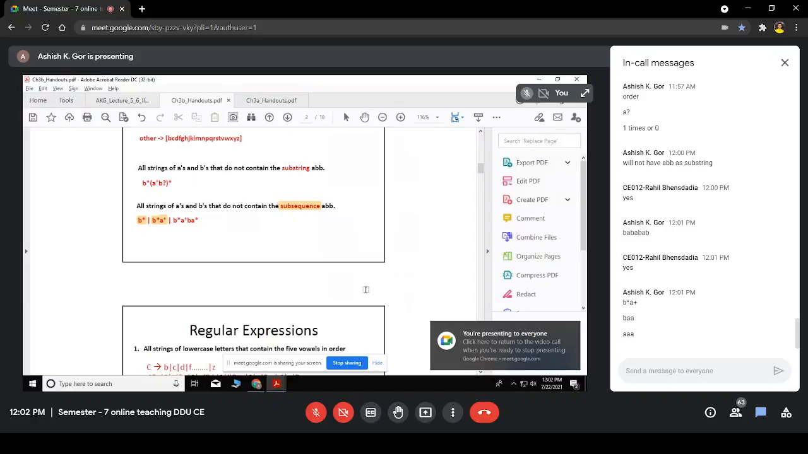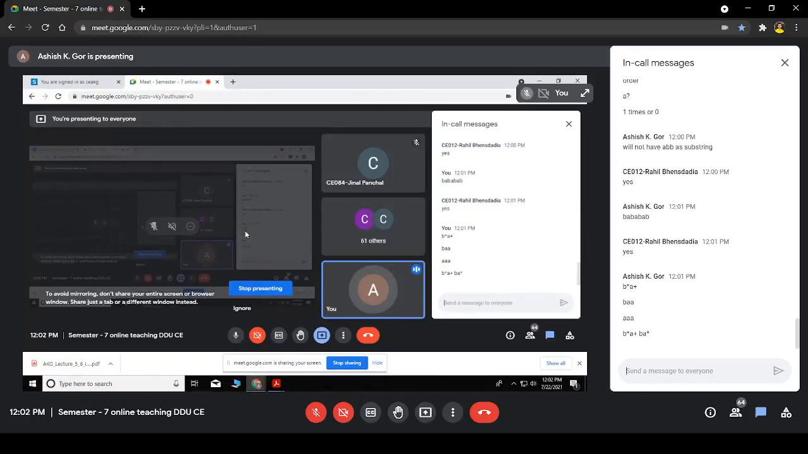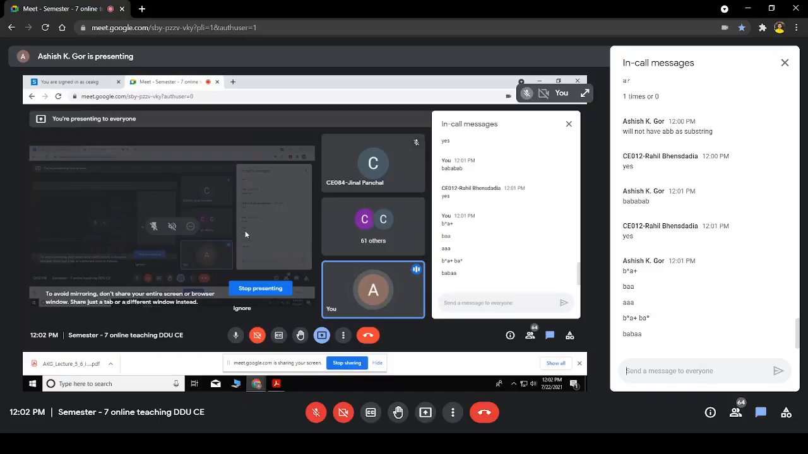Right. But you have to also consider the third possibility, B star A plus BA star. B star A plus BA star. Now, why to consider this possibility? I don't want to generate ABB as a subsequence. But this type of strings are also possible, like BABA. So this type of string we don't have ABB as a subsequence. This is a valid string.